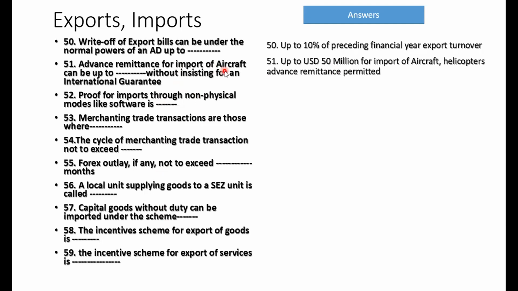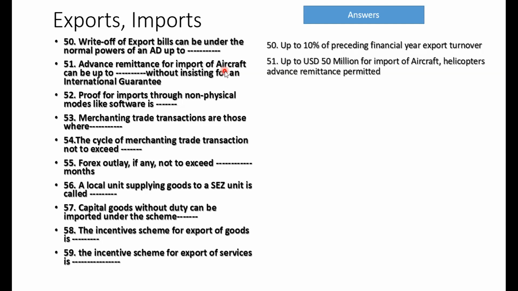For services, $5 lakh is the maximum advance remittance you can send from India without an international bank guarantee. Beyond that, you can send, but you should insist for a guarantee from the seller's bank, international bank guarantee. Suppose it doesn't supply the good, it becomes a loss for India. That is why they are putting all these regulations. Okay, but for aircraft, limit is high, $50 million as an AD you can remit.